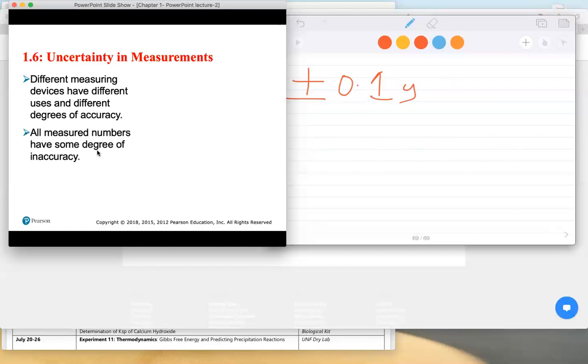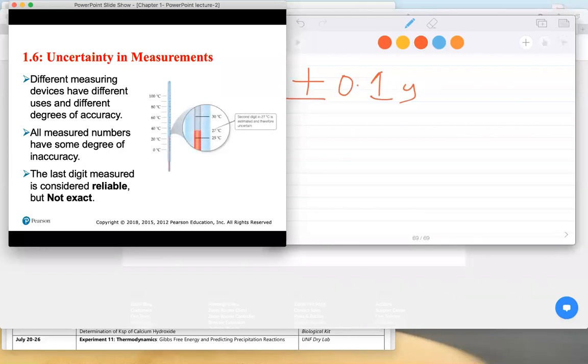All measurements have some degree of inaccuracy or uncertainty. In other words, this statement means no instrument will ever give you an exact measurement because of the degree of uncertainty, and I have that as not exact.